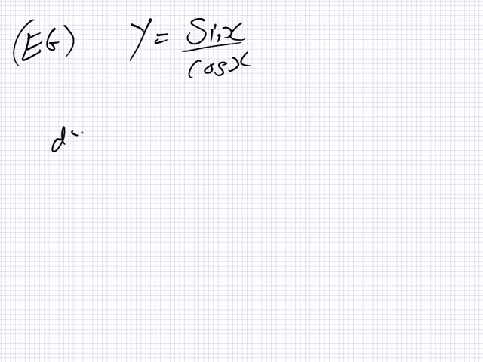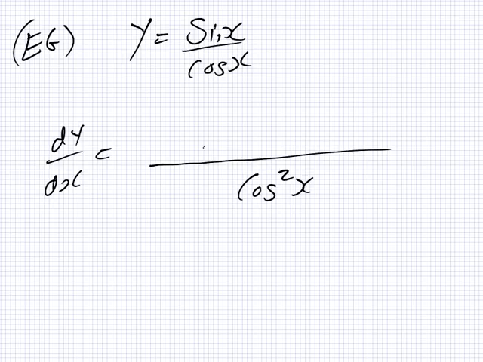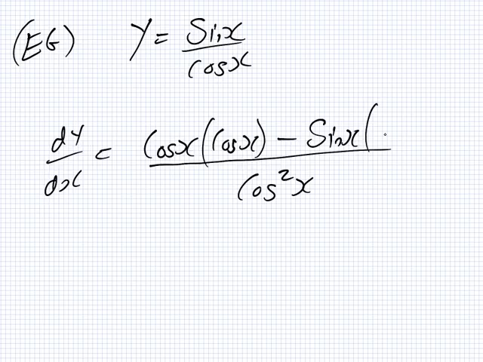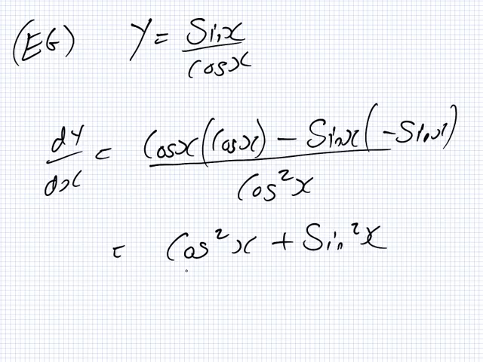Okay, so the rule is the bottom squared, the bottom times derivative of the top. What's the derivative of sine? Cos. Minus the top times derivative of the bottom. Minus cos. Oh, sorry. Minus sine, I meant to say. Derivative of cos is minus sine. Yeah, it will be plus in the end. So cos squared x plus sine squared x all over cos squared x. Who knows what cos squared plus sine squared is? 1.